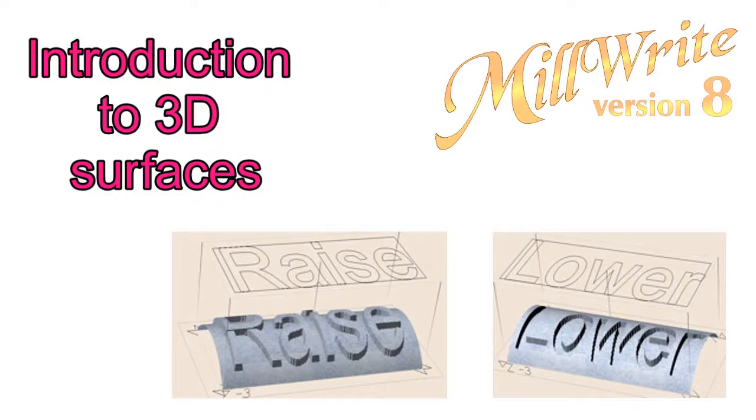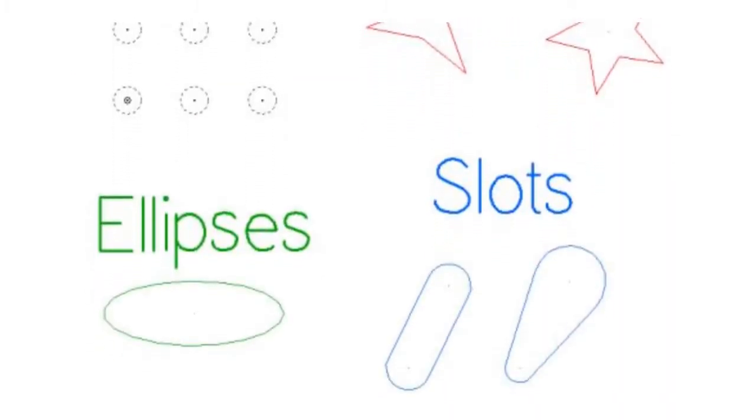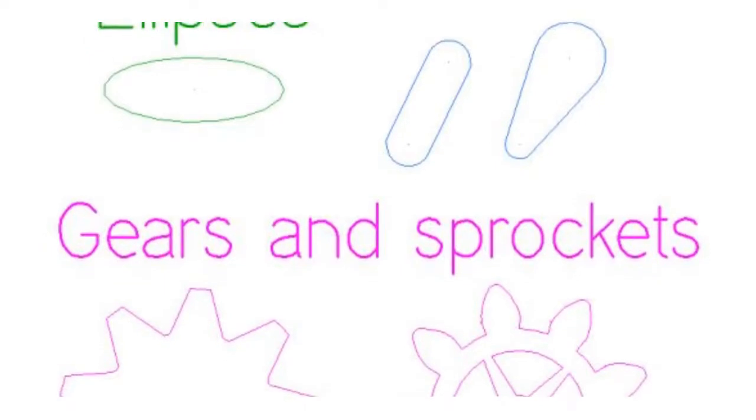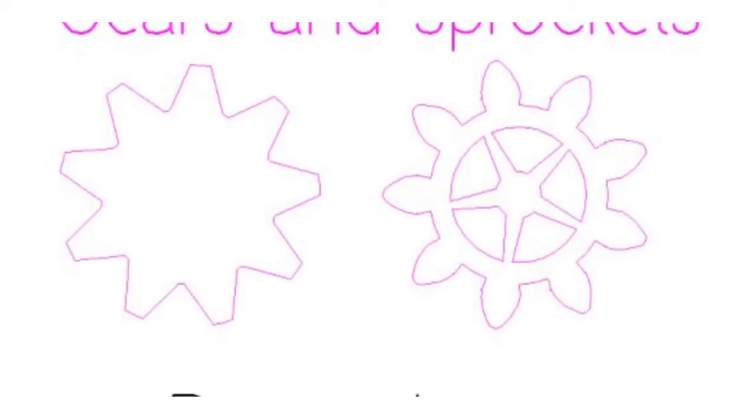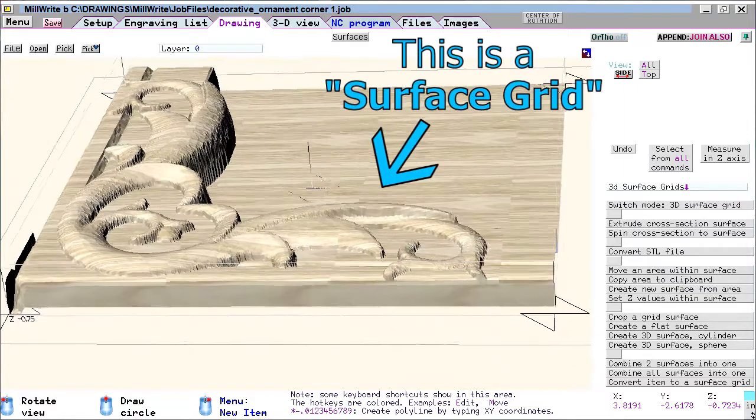This video gives a brief overview of MillWrite's 3D surface options to give you an idea of what you can do in 3D. MillWrite lets you create different types of geometry, such as drilling points, stars, ellipses, slots, and gears. The 3D surfaces are a special type of geometry.